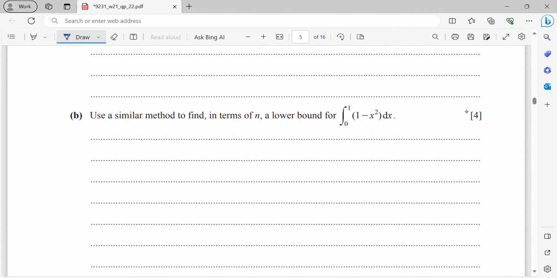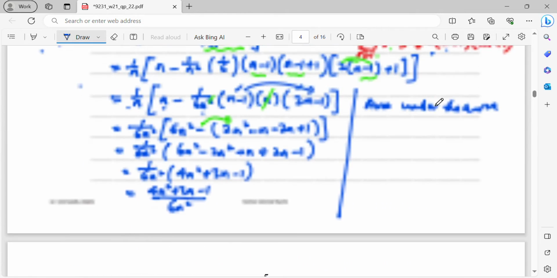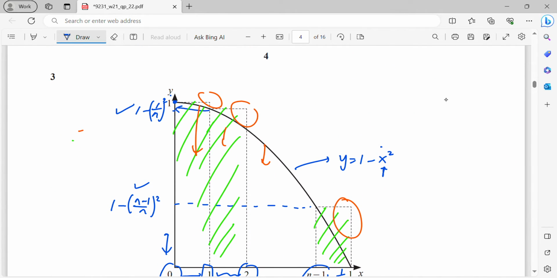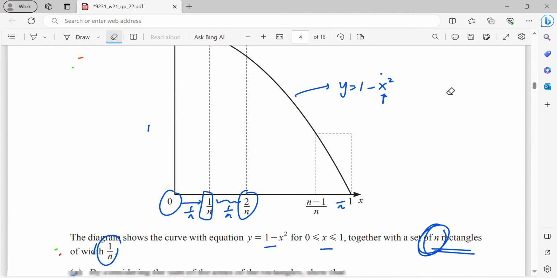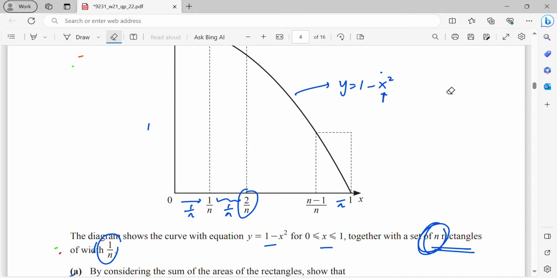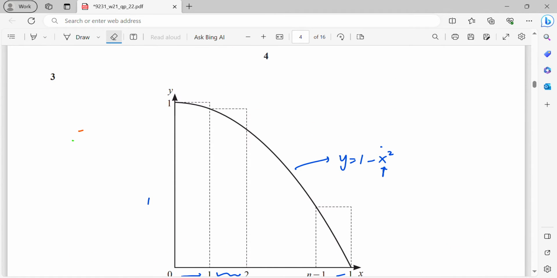Okay, now B, use a similar method to find, in terms of n, a lower bound for the integration. Alright, so lower bound means we no longer refer to this rectangle, but now I will just use back the same diagram. Okay, your rectangle is to get lower bound, right? We no longer refer to the first ordinate, but we will be referring to the second ordinates right now. So means that your rectangle, it will be this.